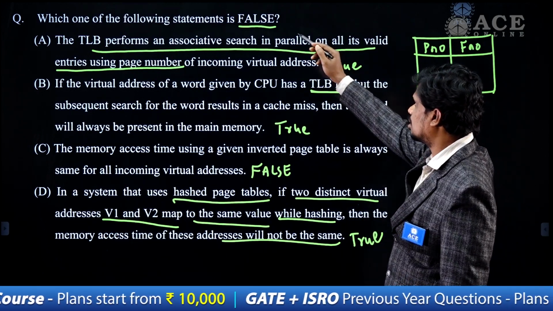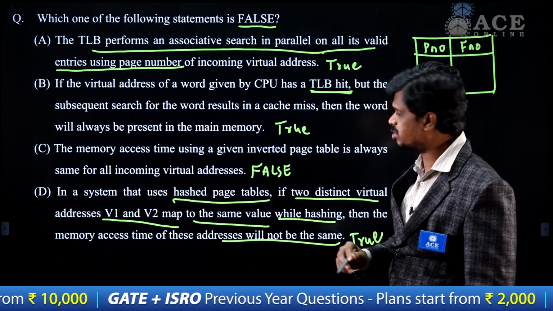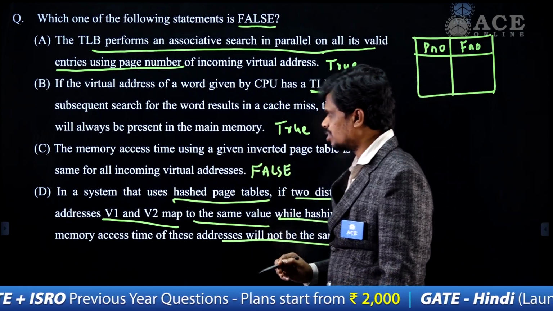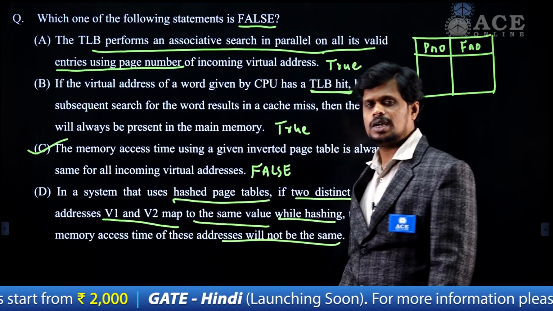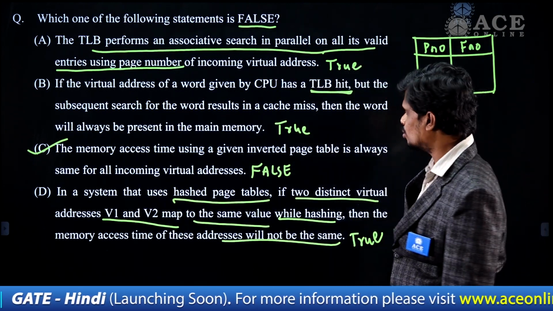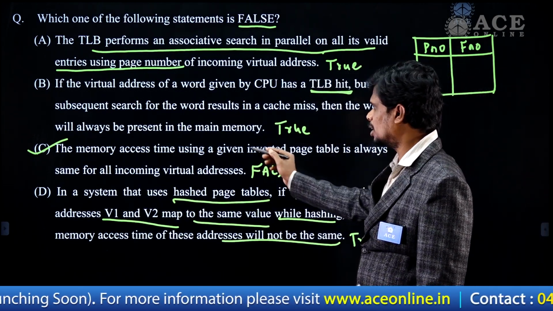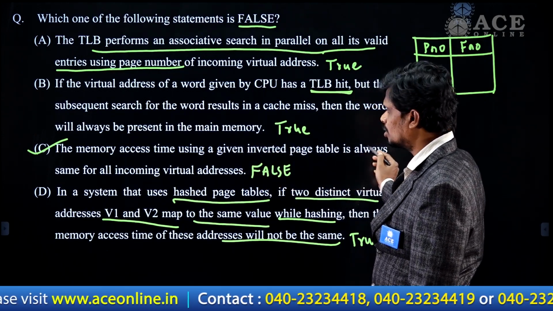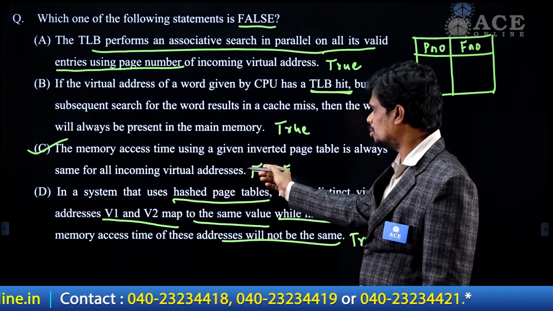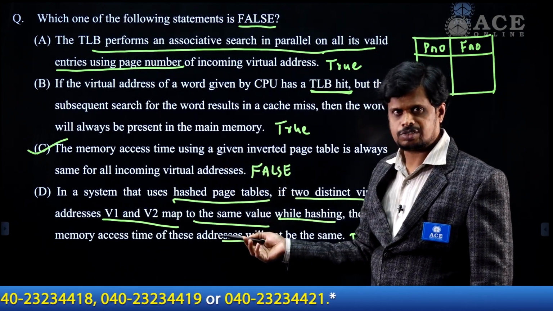So overall, as the question is asking us to find the false statement, option C is the false statement here, because the inverted paging concept is not using any indexing mechanism. So the statement that the memory access time using a given inverted page table is always the same for all incoming virtual addresses is the false statement here.